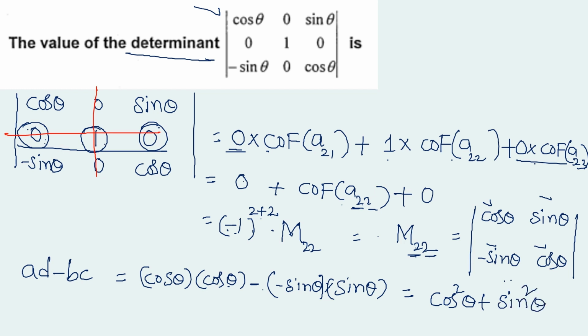From the trigonometric relations, we know cos square theta plus sin square theta is equal to 1. So the correct answer for this question is 1. The determinant of the given matrix is 1.